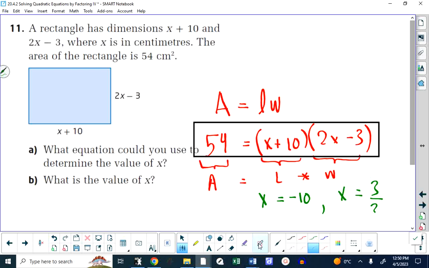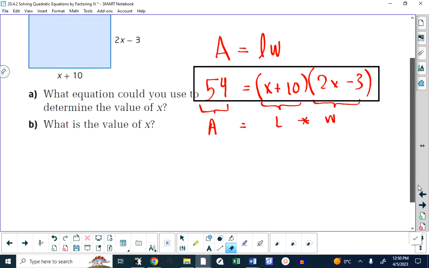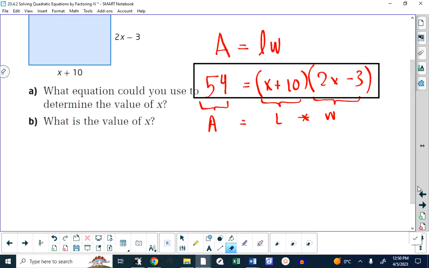Say that again? It's not equal to 0. That trick only works when it's equal to 0. In order for us to find out what the numbers for x actually are, we have to set this equal to 0 and expand everything out. So I'm going to have to, quote, FOIL this out.